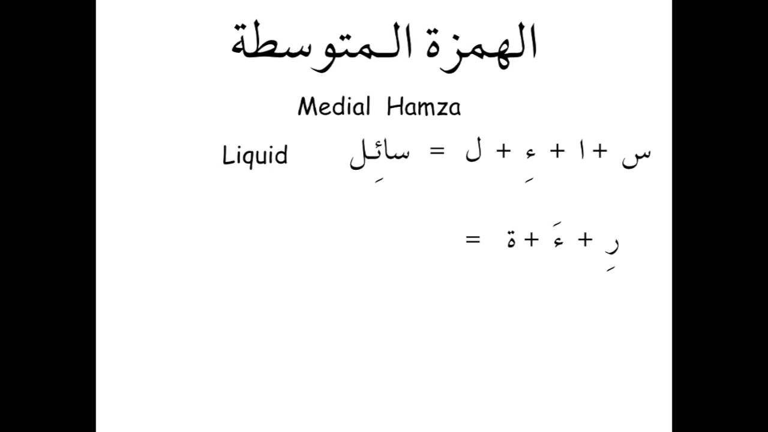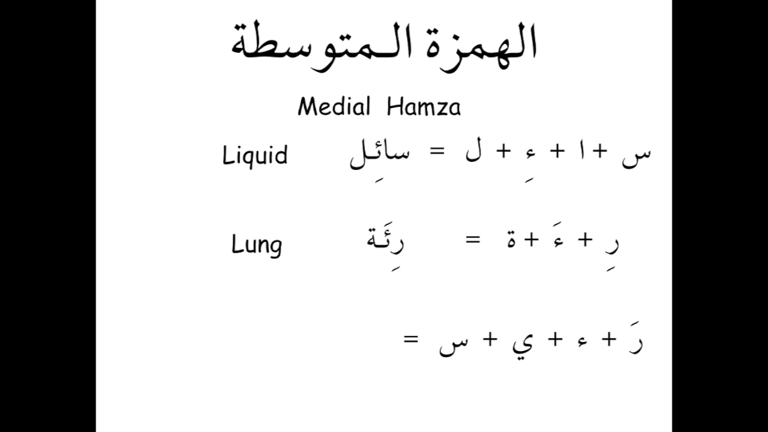Next, the Hamza has a fatha, but the preceding letter ra has a kasra. Again, kasra is stronger than a fatha, and the Hamza will be written on a ya, like this. Ri'ah, which means a lung.